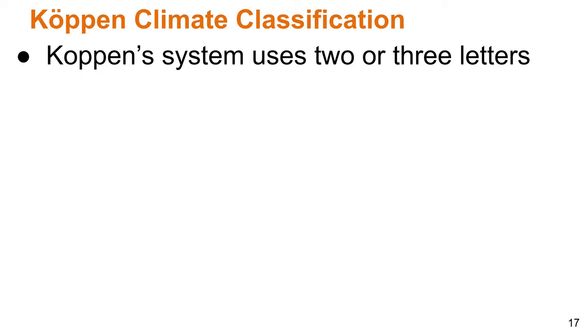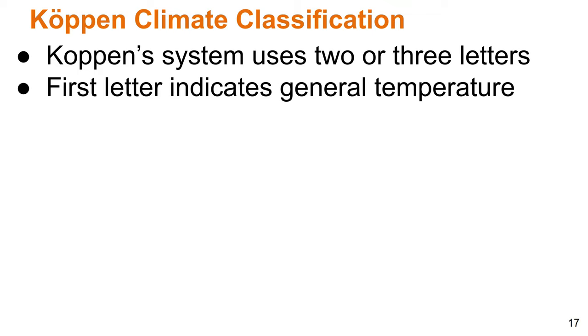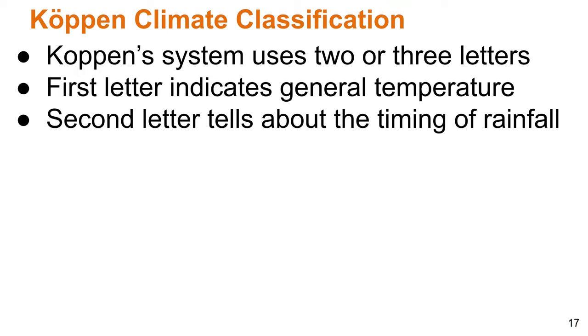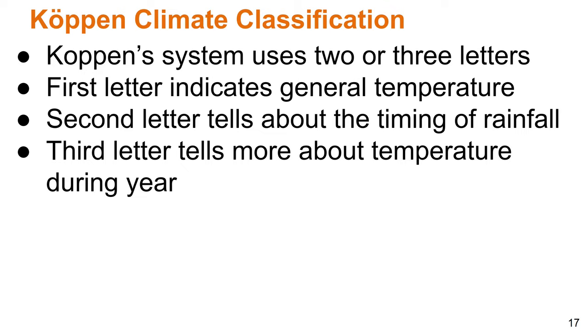So the Köppen system uses two or three letters to designate a climate. For example, I said tropical rainforest is an Af climate. The first letter tells you the general temperature. So with the Af, the A tells you it's tropical, the f tells you it's wet year-round. The second letter tells you about the timing of the rainfall. Is it wet year-round? Is it rainy in the summer? Is it rainy in the winter? The third letter tells you more about the temperature during the year, like, is the summer exceptionally hot or is the winter exceptionally cool?